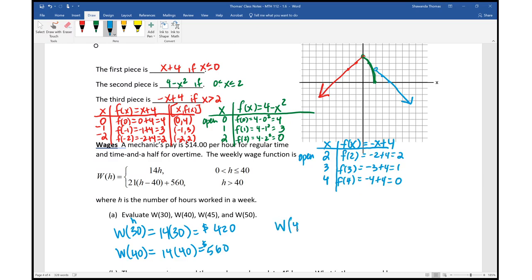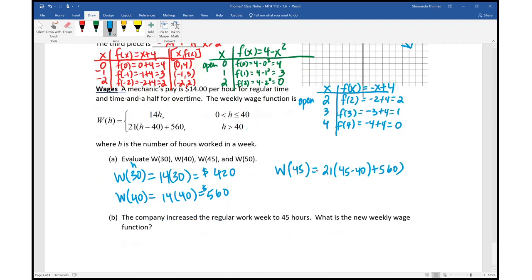All right, what about 45? So now we're in overtime. H is greater than 40. So we are using the second piece now. 21 times 45 minus 40 plus 560 would be 21 times 5 plus 560, which is 21 times 5. That looks like 105 plus 560, which equals $665.